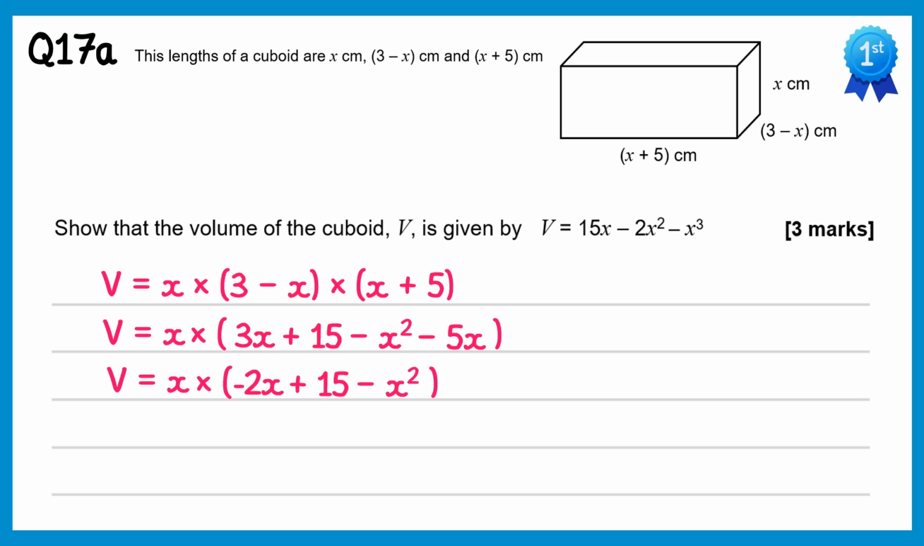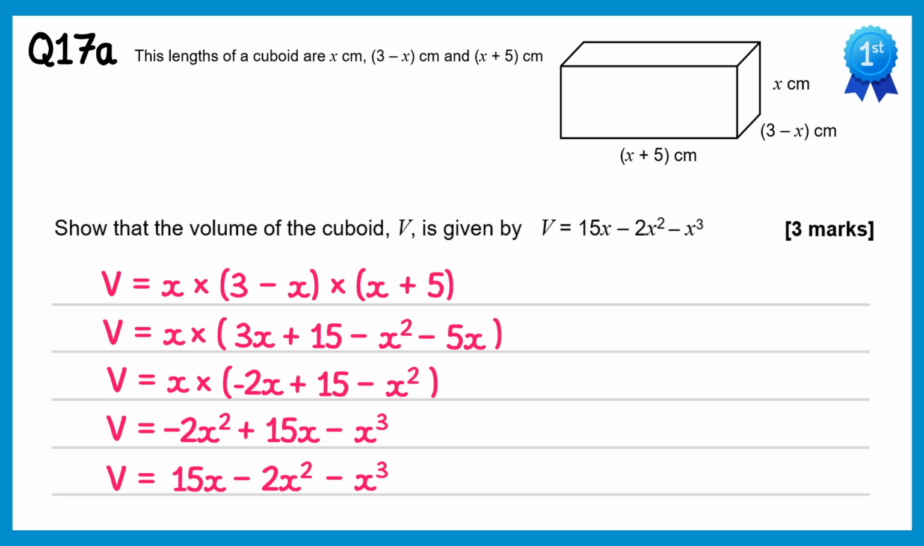We can then multiply through by this x, so we've got V equals, if we do x times -2x, that's -2x squared, x times +15 is plus 15x, and x times -x squared is -x cubed. Now you can see this is almost exactly the answer, we've just got the terms in a different order, so we can write V equals 15x minus 2x squared minus x cubed.